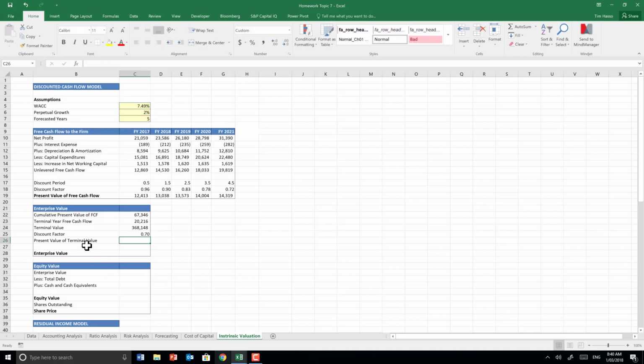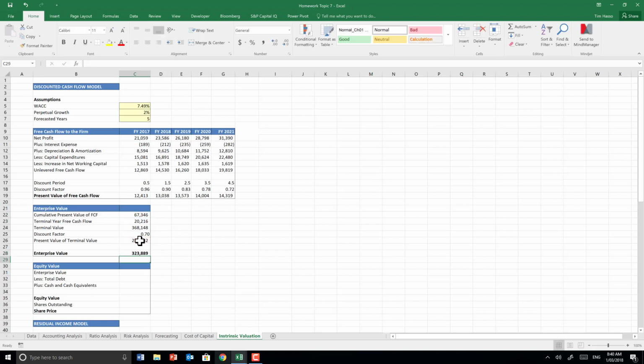So the present value of the terminal value is thus the terminal value in 2021 dollars multiplied by the discount factor. So it's 256,542. The enterprise value then becomes the cumulative present value of the free cash flows, so essentially the first 5 years that we've already estimated, plus the value of the perpetuity.